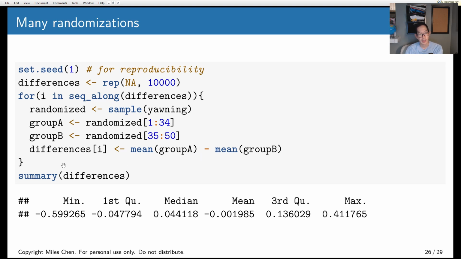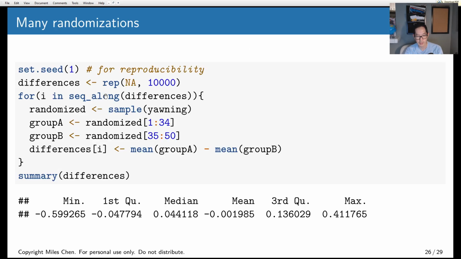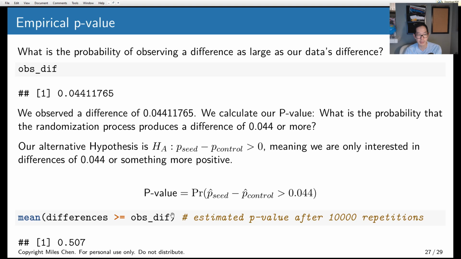Okay. And what do we see? We see sometimes we got a difference as big as negative 0.599, like a negative 60%. Sometimes we got a difference as high as positive 0.411. Our median difference, 0.044, which is exactly what our observed difference was. Okay, so my observed difference was 0.04411765, which happens to be our median value.